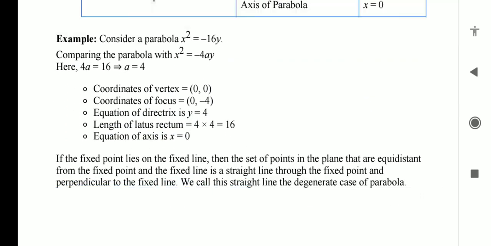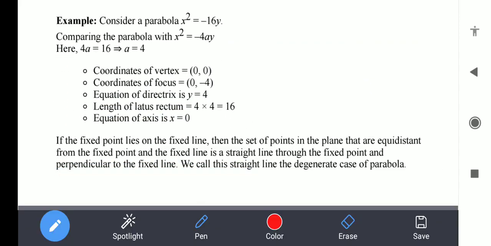For example, consider a parabola x square equals minus 16y. On comparing with the general equation, that is x square equals minus 4ay, we get 4a equals 16, so a equals 4. It is the parabola which opens downwards.